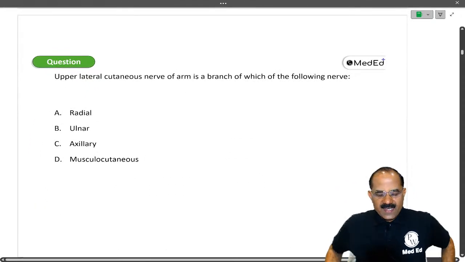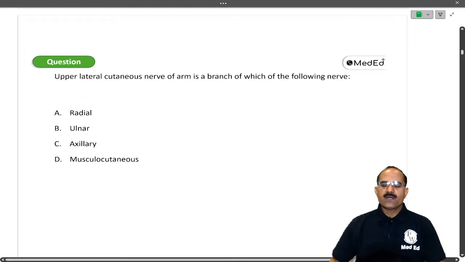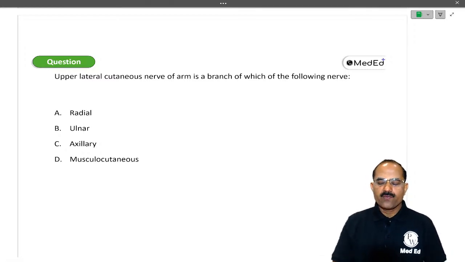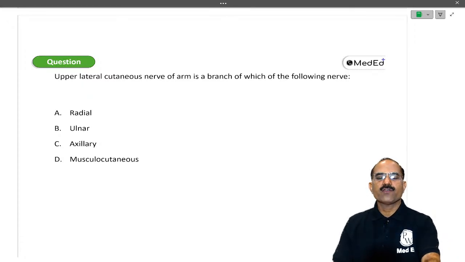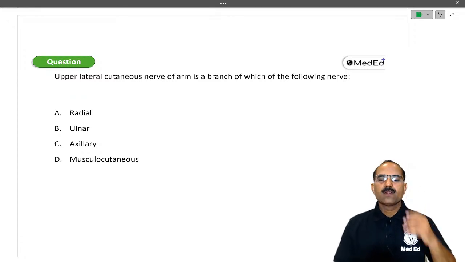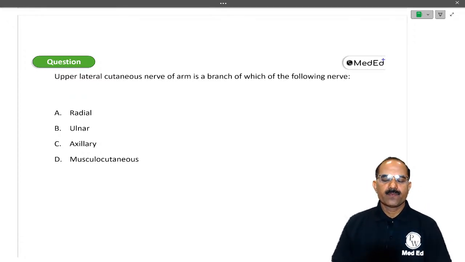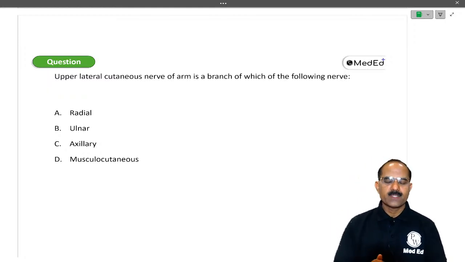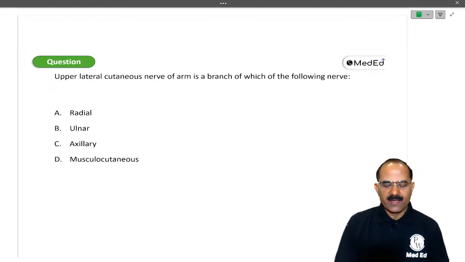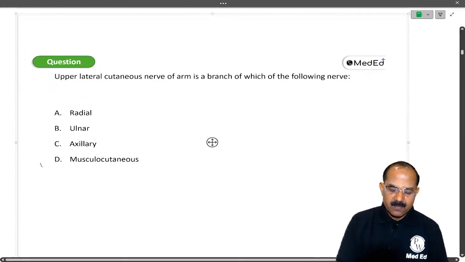Any guesses? Upper lateral cutaneous nerve of the arm is a branch of which nerve? It is not axillary, says one student. Musculocutaneous, says another, it's not axillary, it's the musculocutaneous nerve.